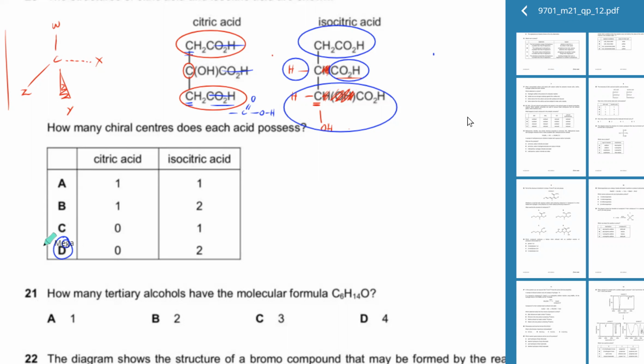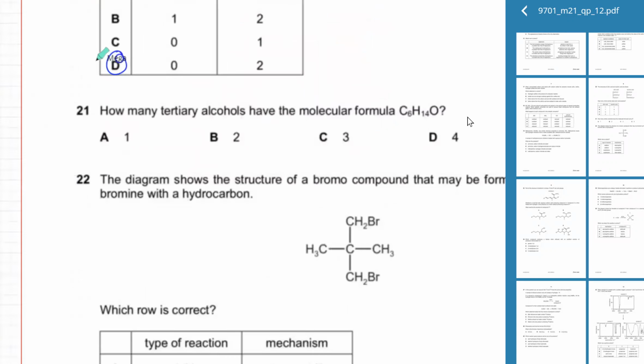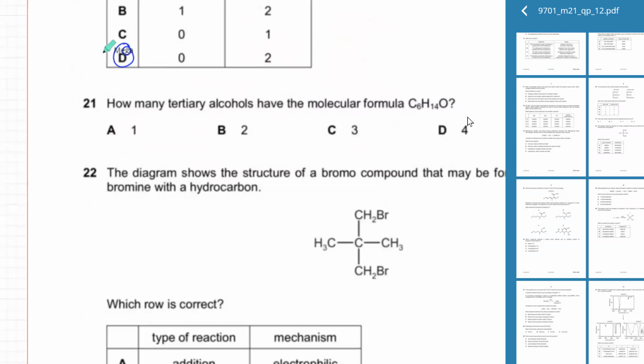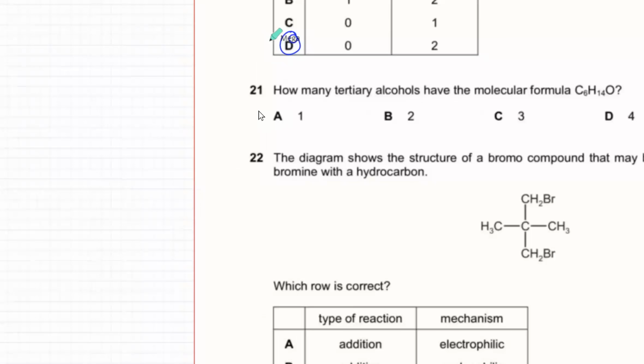Now the next one. We haven't done this in class, but I'll explain this very quickly. He's asking: C6H14O, how many tertiary alcohols are possible? So I'll quickly explain what a tertiary alcohol is. It's a simple concept. There are three types of alcohols. The first one is a primary alcohol.